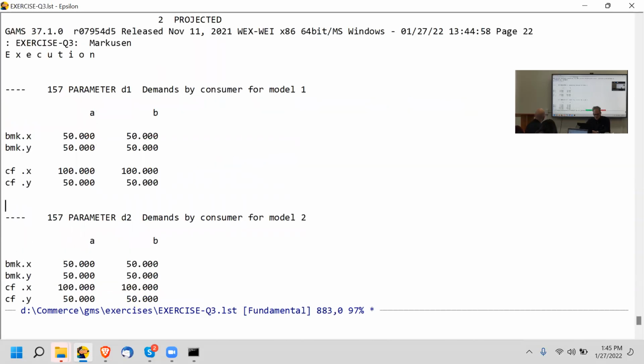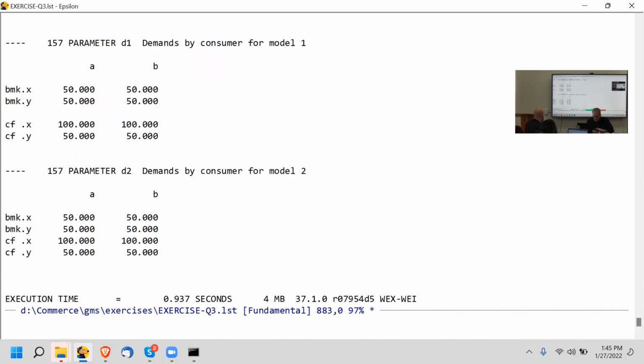So in the single representative agent model, benchmark demands are 50. In the counterfactual, the price of X falls by a factor of 2, and demand for X goes up by 100%. In the second case, yeah, they both have the same effect.